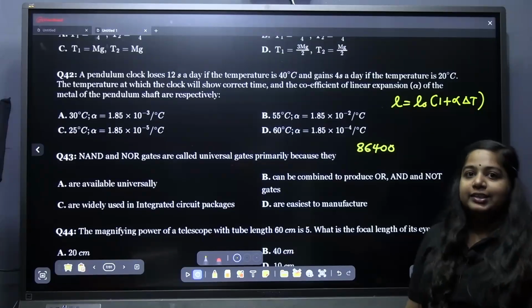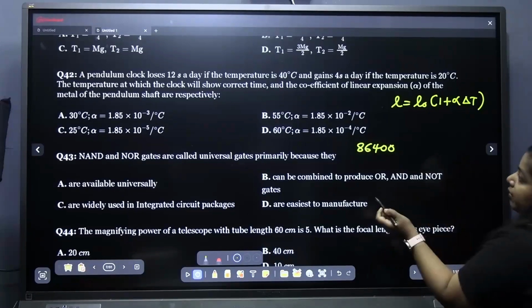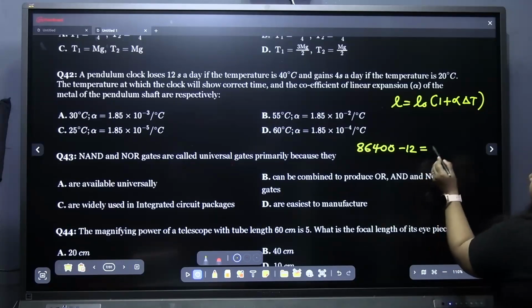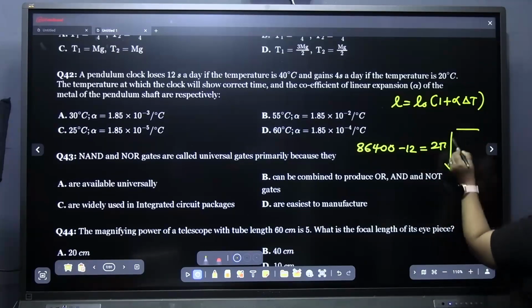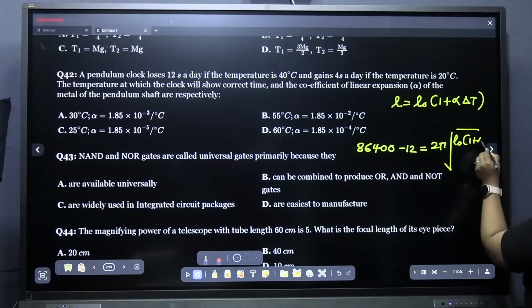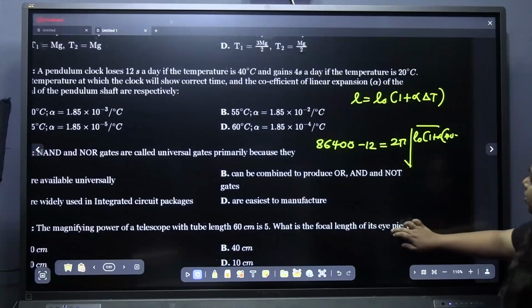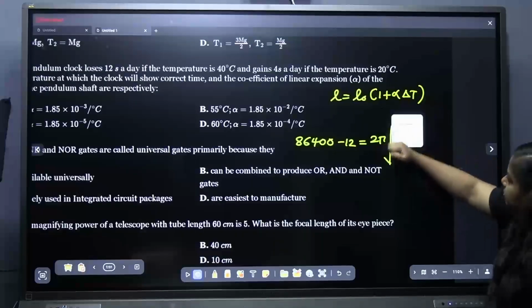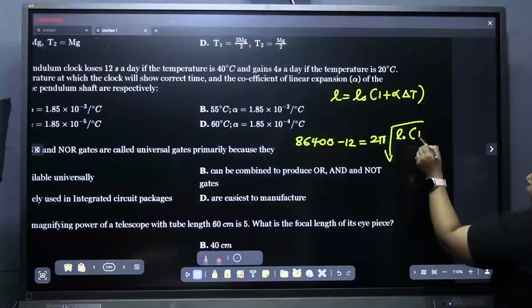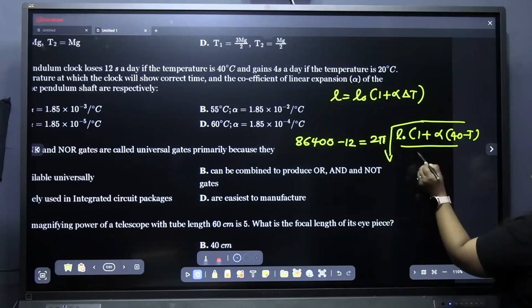Now when it is 40 degrees, the time period is minus 12. Okay, this minus 12 is the time period at 40 degrees Celsius. So this we will write as 2 pi root L by g. That is L0 into 1 plus alpha delta T, which will be 40 minus T. So 2 pi root L naught into 1 plus alpha 40 minus T, that is the temperature difference, by g.